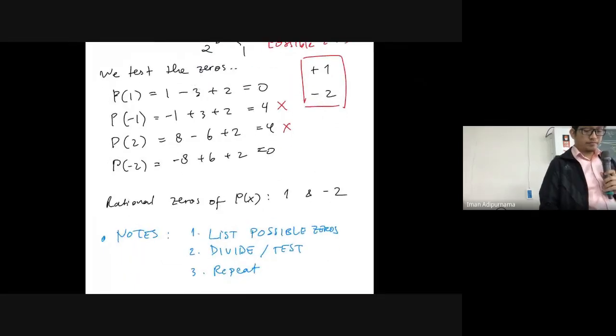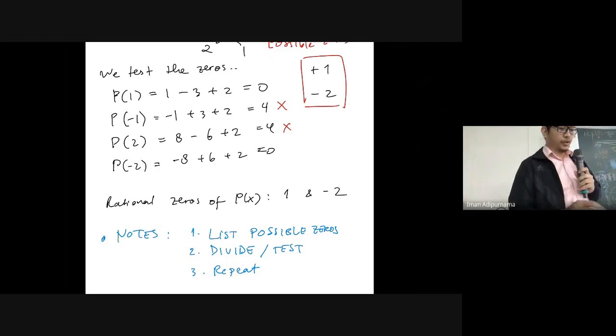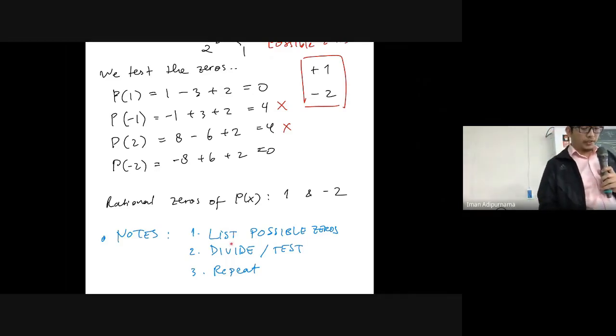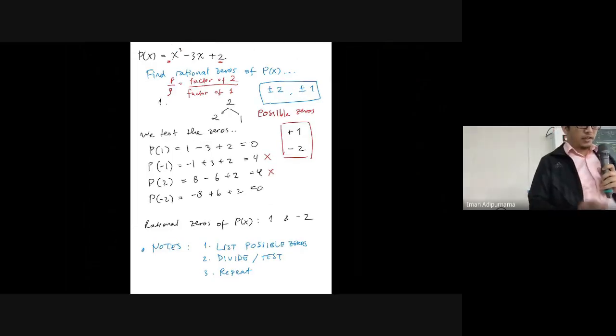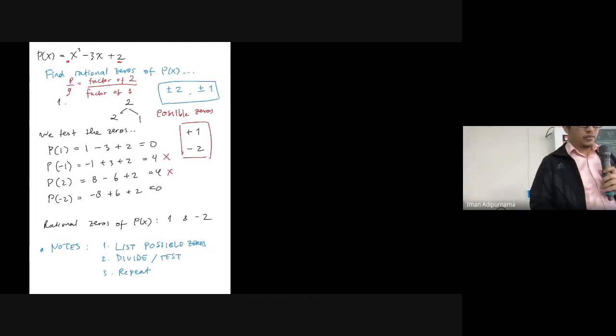So first, when you are trying to find rational zeros through this p over q, you can list all possible zeros. Then you can test: plug into the function if it is easy enough to calculate, or divide by polynomial long division or synthetic division, and repeat until you get the results. Basically, that is how to find rational zeros with p over q.